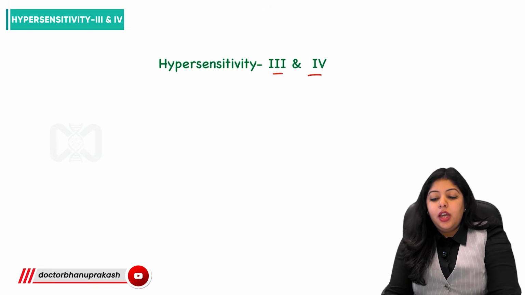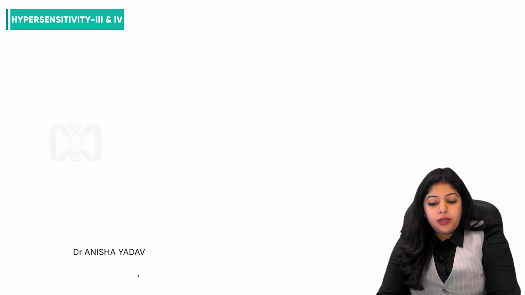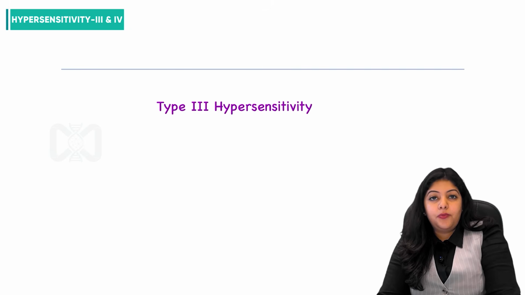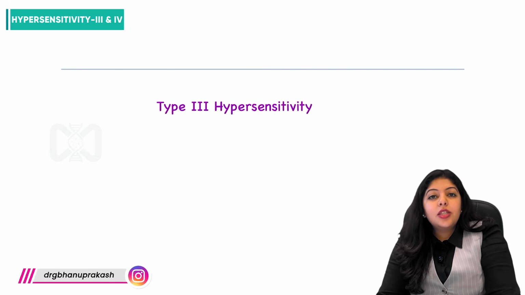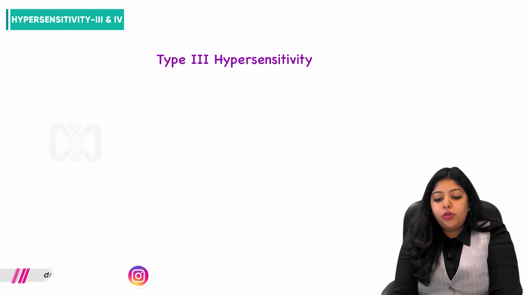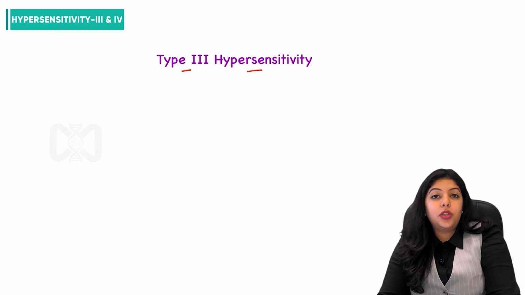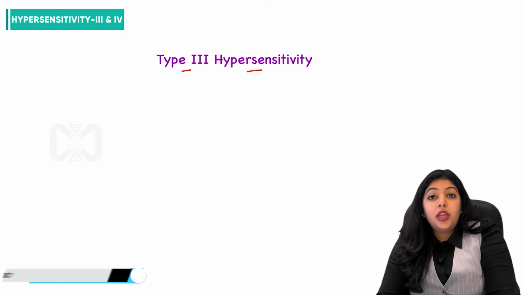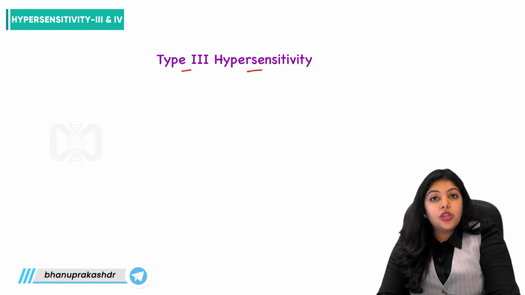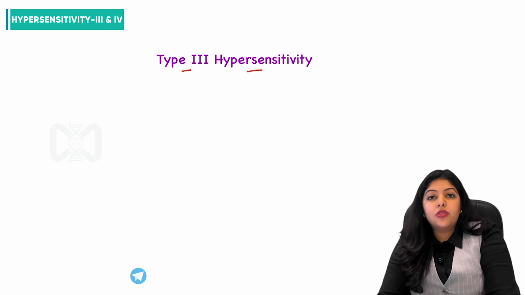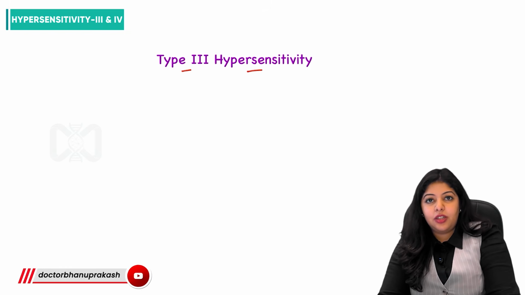Today I will be discussing two very important hypersensitivity reactions, that are hypersensitivity 3 and 4. Before we talk about hypersensitivity, we must know one thing: for hypersensitivity to occur, there needs to be a prior exposure to an antigen, right? So suppose a person has been exposed to a particular antigen. If the body shows any exaggerated response, any injurious response, or any sort of inflammatory response, it is only then we consider it as hypersensitivity, right?